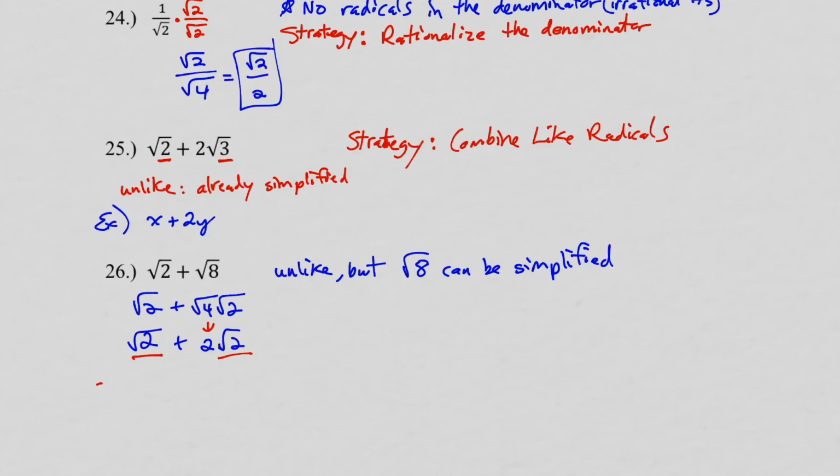Okay, that's very similar to having something like x plus 2x. Okay, so we can do x plus 2x, which is 3x. So here we're going to do the same thing. We're going to do 1 plus 2 equals 3 radical 2. Okay.